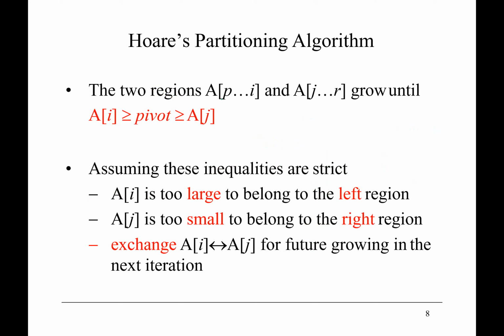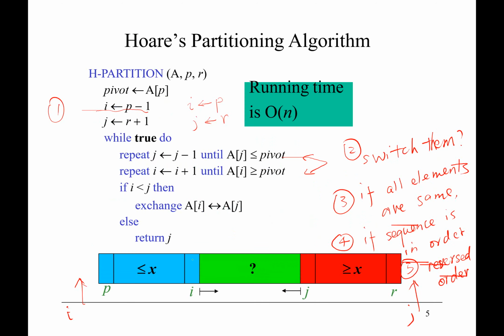The two regions A[P..I] and A[J..R] grow until A[I] is greater than or equal to the pivot and the pivot is greater than or equal to A[J]. Assume these inequalities are strict. A[I] is too large to belong to the left region. A[J] is too small to belong to the right region. In that case, we exchange A[I] with A[J] for future growing in the next iteration. This is exactly the same as what we discussed for this code.